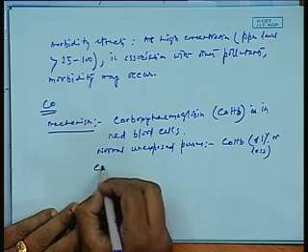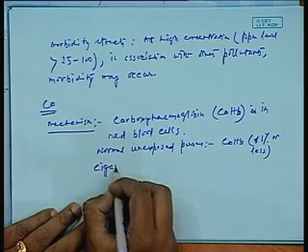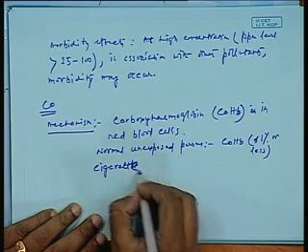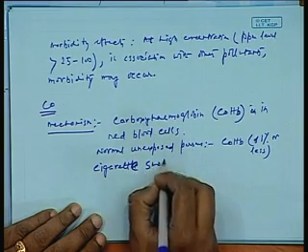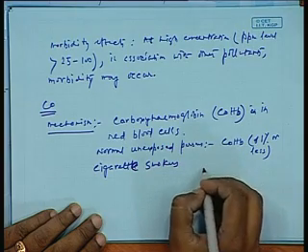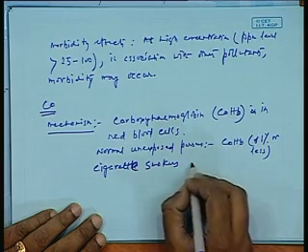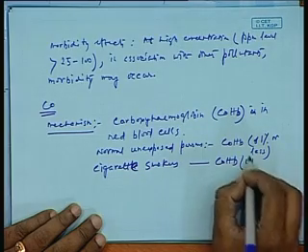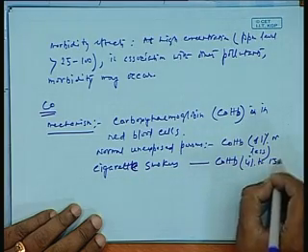Cigarette smokers, this can rise up to, say, COHB of 4% to 15%.